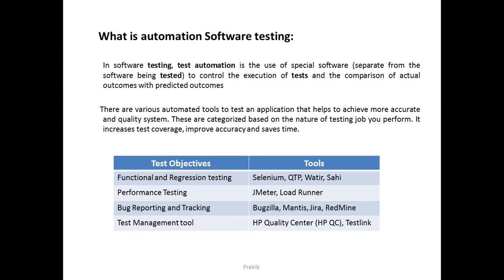Now what is automation? Automation is implementing a tool to eliminate the manual process. There are different tools available in the market for different test objectives. For functional and regression testing, there are tools called Selenium, QTP, Watir, and Sahi. For performance testing, there are tools like JMeter and LoadRunner. For bug reporting and tracking, there are tools like Bugzilla, Mantis, Jira, and Redmine. Test management tools include HP Quality Center, which is a paid tool. Earlier it was developed by Mercury, but later it was acquired by HP, so it's a product of HP now. And TestLink is open source, so you can manage your work in TestLink.